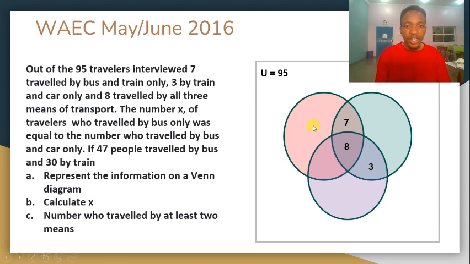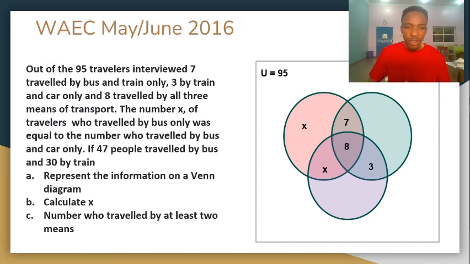They now said the number X of travelers who travel by bus only. The English is kind of sketchy, but what they are trying to say is that X represents the people that travel by bus only, and this is my circle for bus. This space is the space for people that travel by bus only, and they say it is X. They now said this number was equal to the number who travel by bus and car only. So this number X is also equal to the people that traveled by bus and car. This is my circle for bus and this is my circle for car. This place and this place, they say they are equal, so you put X there.